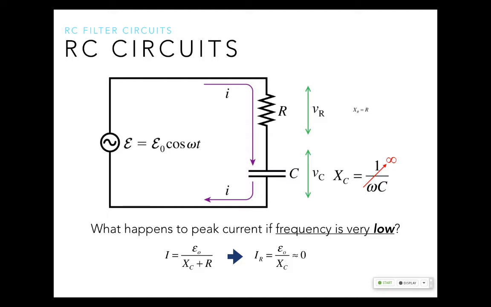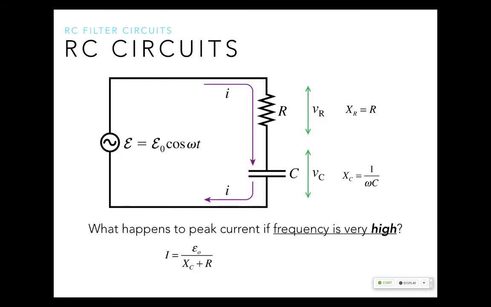Cool. What happens if the frequency is very high? What happens when this is a really large number, and that gets really small? That means this goes to 0, and that means you just get V equals IR. So that means your current is going to be largest across your resistor. So we can see depending on the frequency, the voltage across each thing is going to be different.